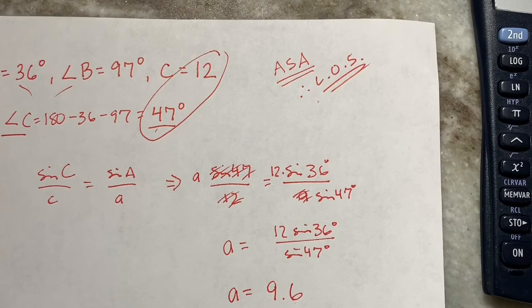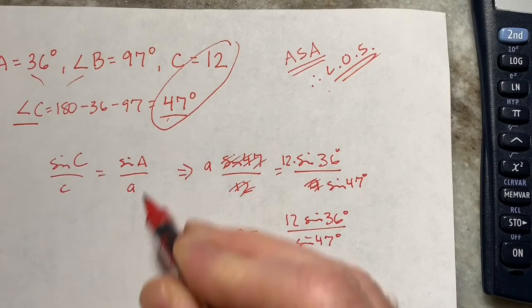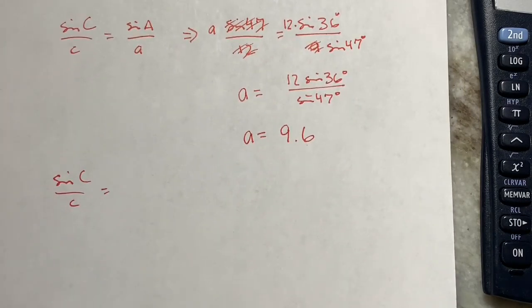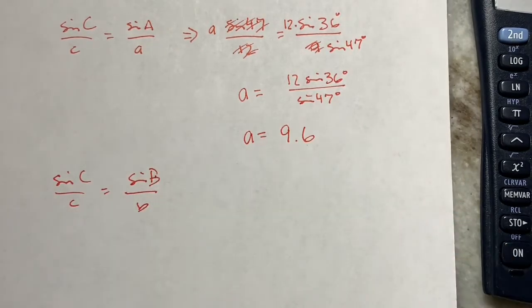But definitely no Pythagorean theorem when you don't have a right angle, and I don't have a right angle. So I'm going to have to just go back and use the other law of sines, sine C over C, but this time I'm going to use sine of B over B to find side B. And by the way, if you're thinking, why don't you use sine of A over A? You've got those values now.